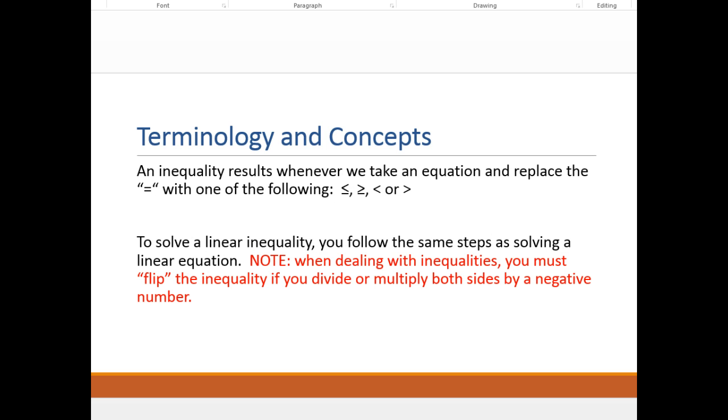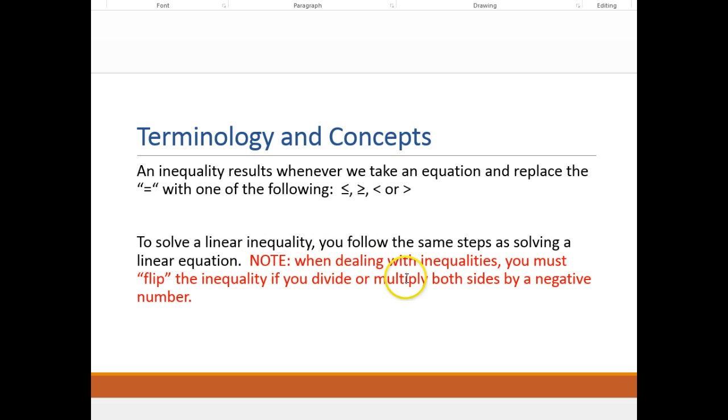An inequality basically results when we take any equation and replace the equal sign with one of the following notations: less than or equal to, greater than or equal to, less than, or greater than. Now, solving linear inequalities is very simple because we follow the same steps that we followed when we solved linear equations. So linear inequalities use the same methods as linear equations do.